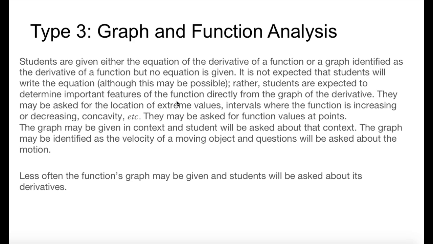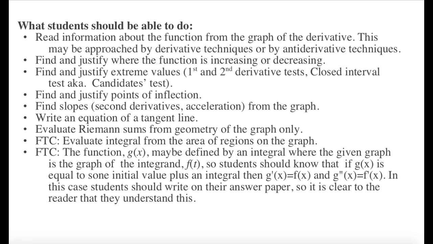Right? So what you should be able to do is read information about the original function from the graph of the derivative. This can be approached by derivative techniques or antiderivative techniques. Find and justify where the original function is increasing or decreasing. Okay, that's wherever the derivative is positive and where the derivative is negative. Find and justify extreme values, meaning mins and maxes. Okay, a min would occur where the derivative changes from negative to positive, and a max would occur where the derivative changes from positive to negative.